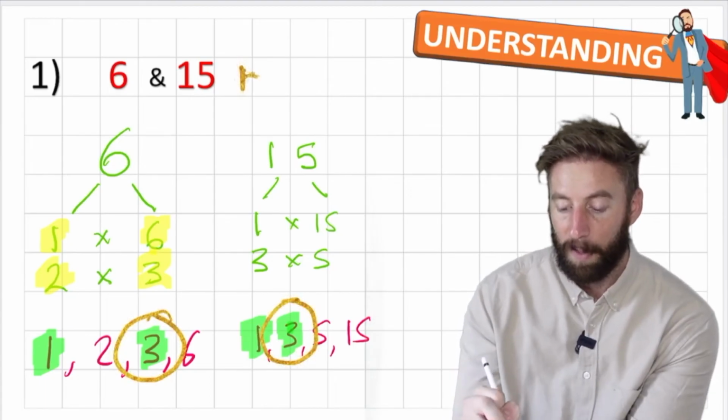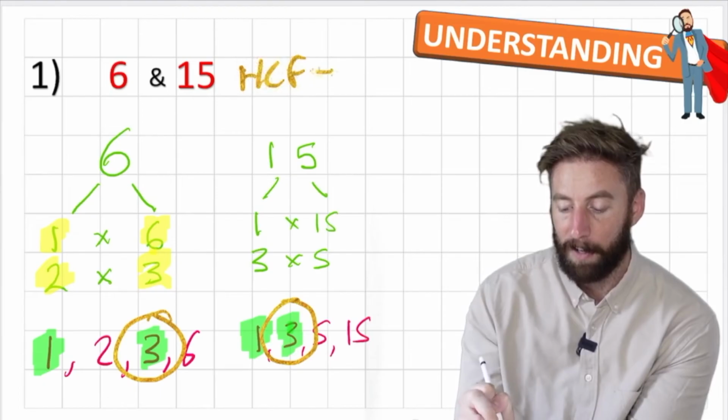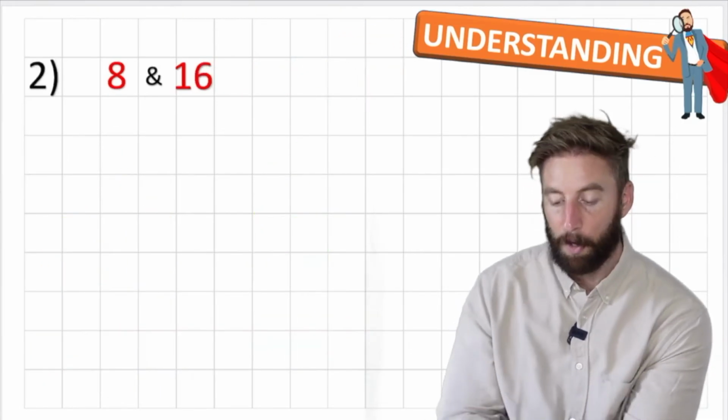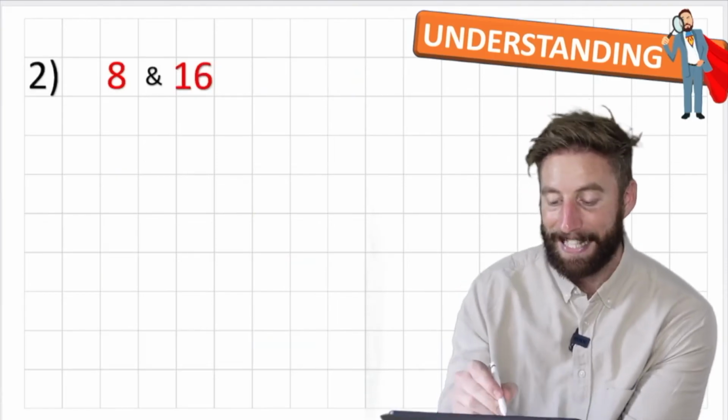So the highest common factor equals 3. Awesome, let's have a look at another question. Let's have a look at 8 and 16.